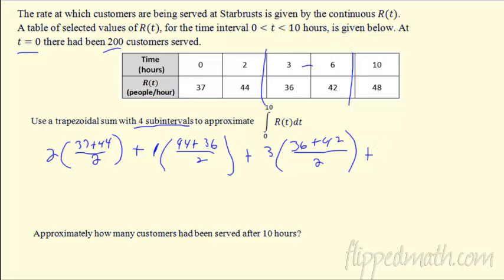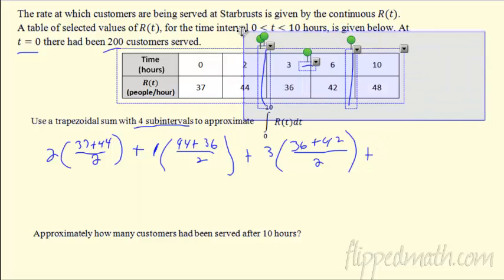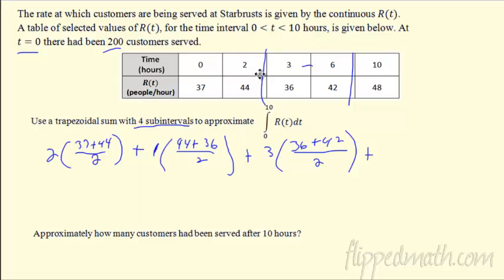And then my last one, I thought I could make them uniform, but let's just finish it out. So I've got the last one from 6 to 10. That width would be 4. And then what are my heights? 42 plus 48, average them out. So that is it right there using the table.